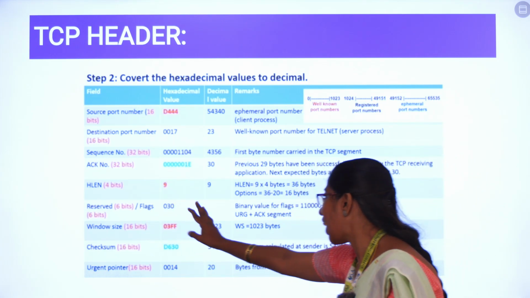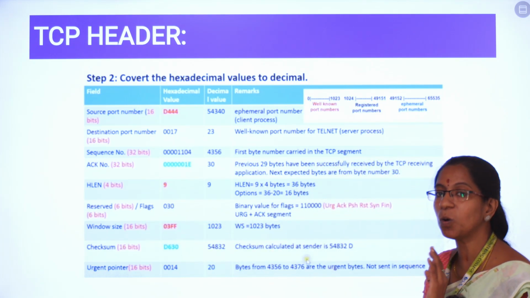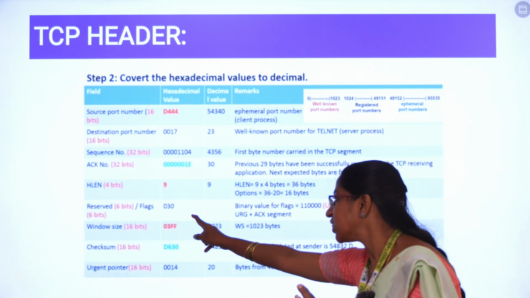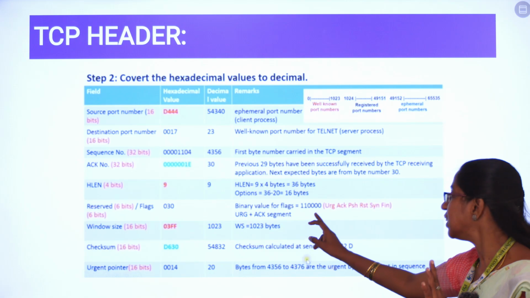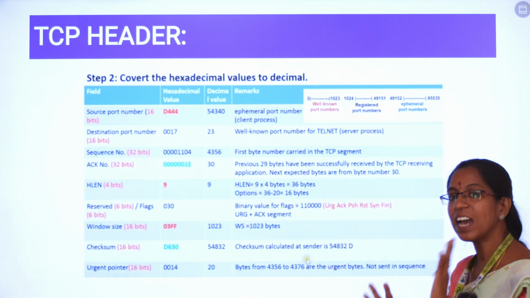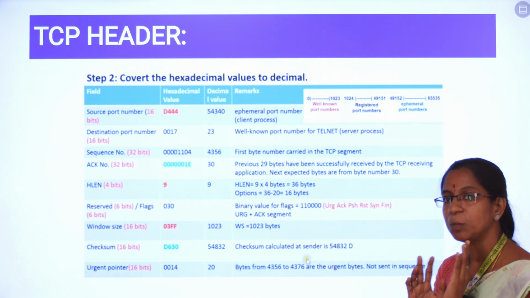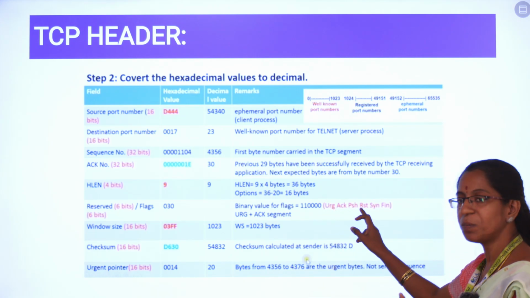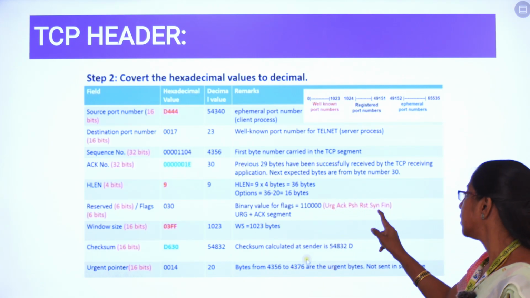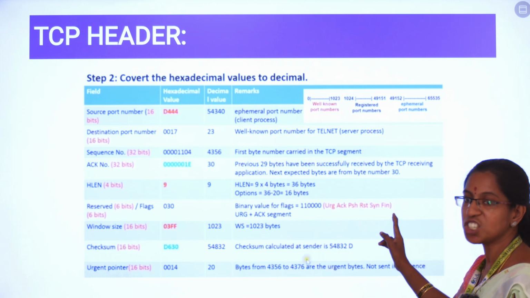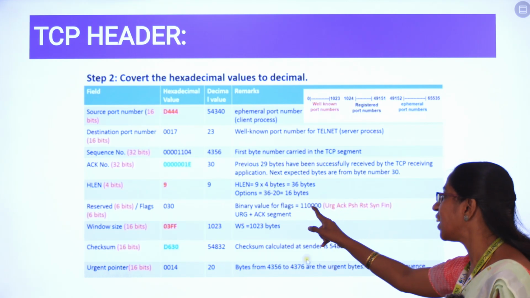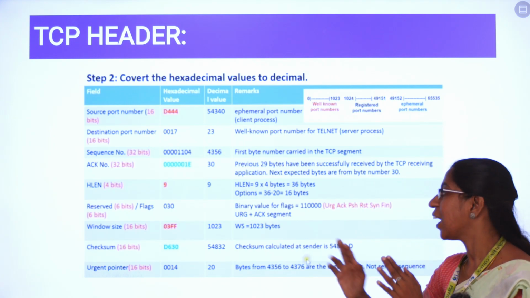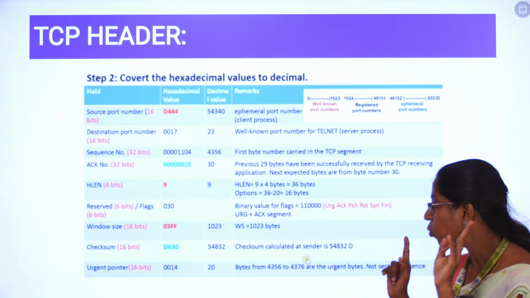Then the reserved bits and flags. Here there is no need for a decimal value, only the binary value. Binary value is 0, 3 zeros, then 1, 1, 0, 0, 0, 0, 1. We have 6 flag bits: urgent, acknowledgement, push, reset, synchronization and finish. So here only urgent and acknowledgement are set to 1. So we have only 2 flags equal to 1.